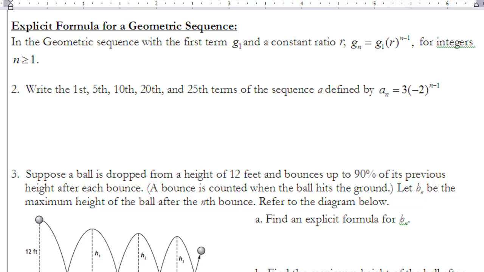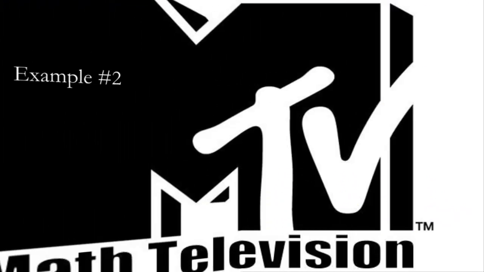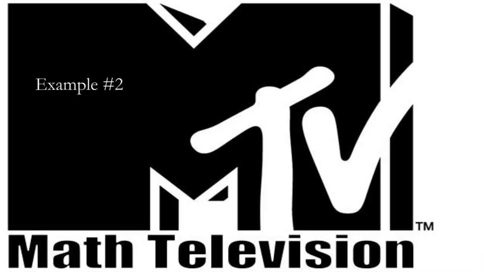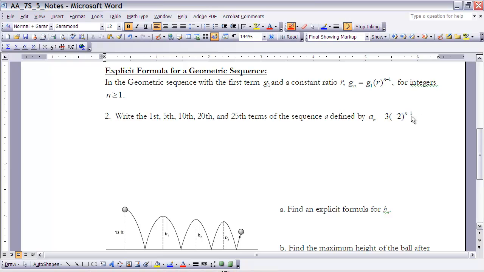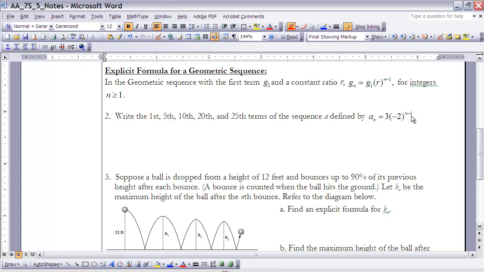There's two things we need to know. What is the first term? And what is that constant ratio? If I know those two things, I can generate the sequence. So let's take a look at number 2. In number 2, we're looking at using the explicit formula for a geometric sequence.